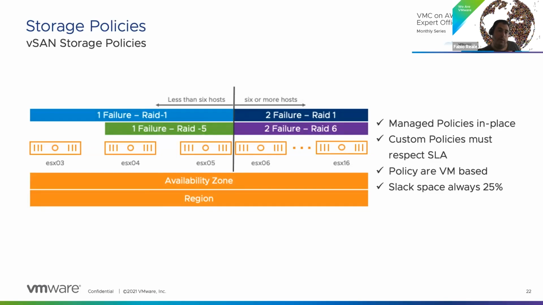Storage policies, I will give back to Asaf to talk about that. Thank you. As you may know, the underlying storage platform in VMware Cloud on AWS is vSAN. An important part of vSAN is storage policies, where you have the flexibility of configuring a specific RAID or availability policy per VM or per group of VMs, and not for the entire cluster. So you do have the flexibility of configuring your own policies.